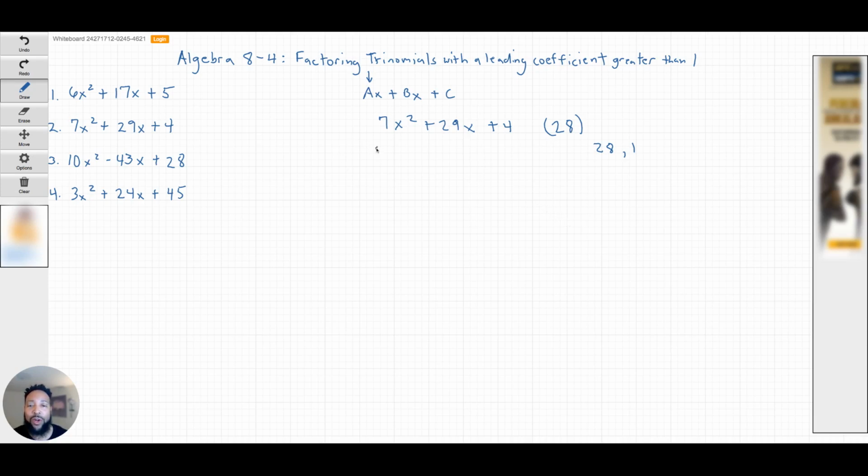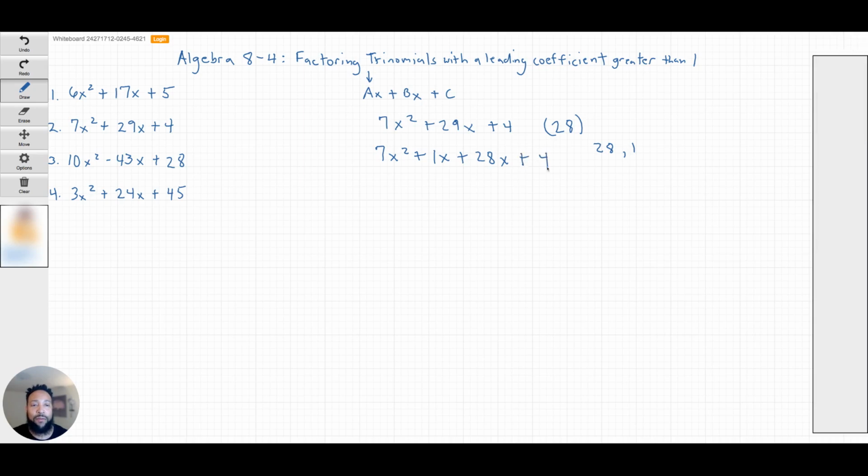So now we're going to restate this problem again. We're just going to write it a different way. We're going to represent the 29x as 1x plus 28x. 28x plus 1x is 29x. And then we have our plus 4. Now we're going to find commonalities, see what we can pull out of each part of the equation in order for it to be factored.